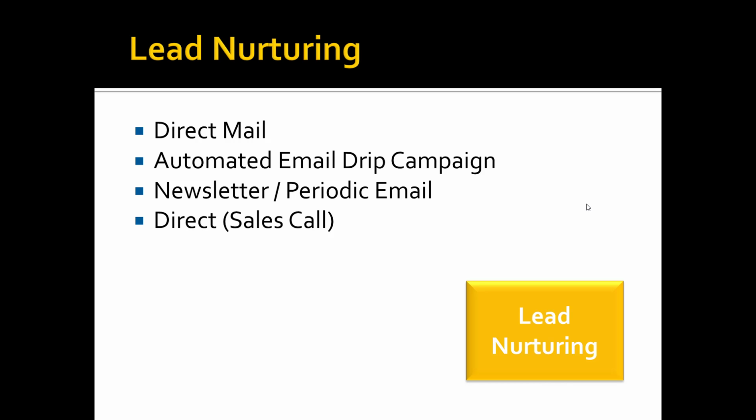So on that note, let's talk about lead nurturing. You know who your audience is, what the message is, what medium you're using, and you've got a CRM. Now what do you do with all that information? Well, you nurture the lead. It might be direct mail. It might be an automated email drip campaign that we just mentioned. Maybe it's a newsletter, periodic emails telling about your specials. Maybe it's a Christmas card, a 4th of July message, or even direct sales. But somehow you need to nurture that lead.